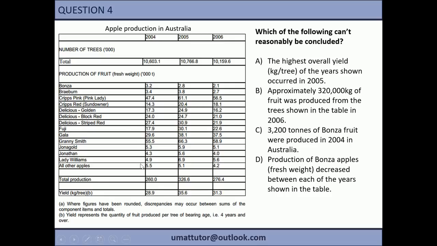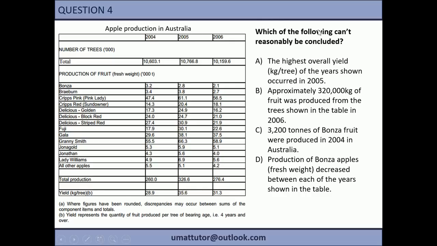But nowhere does it give us anything about the number of trees that it was required to produce that amount. So that's just something to keep in mind, that bottom line, that's referring to yield per tree, and we don't really know the number of trees at that point, or at this point. Let's go on to the question. So which of the following can't reasonably be concluded?